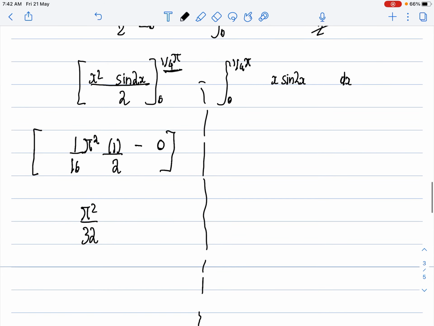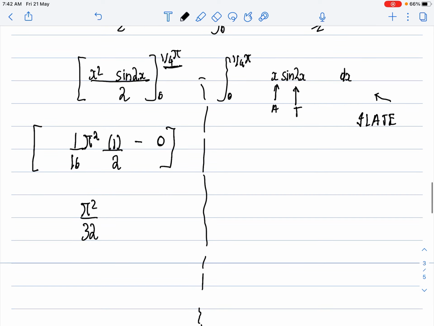Now, what I simply need to do is, if I see this part here, this is by parts again, because if you see, this belongs to algebra and this belongs to trigo. So we integrate this again by parts. So I take my u as x, I take my v dash as sine 2x. So I take my u dash as the differentiation of x, which is 1, and v as the integration of sine 2x. The integration for sine is minus cos 2x over the coefficient of x, which is 2.